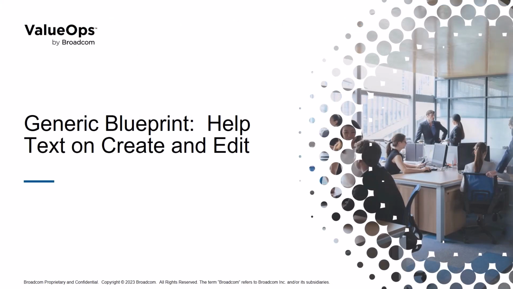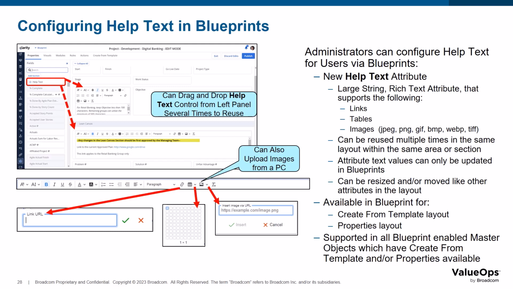Next, we'll take a look at how to create and configure help text for users in the blueprint for Create and Edit. Administrators can configure help text in blueprints for users to see in all supported blueprint-enabled master objects which have either the Create from template and or properties available.